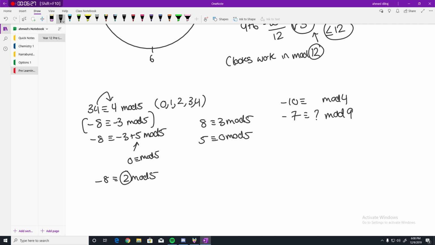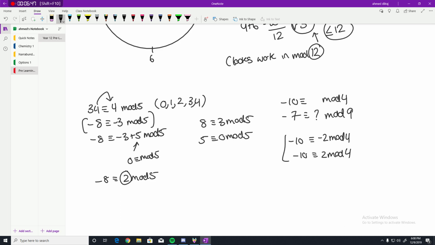So we can see over here minus 10, when we divide it by 4, the remainder is minus 2, right? Yes? So let's have a look. We get minus 2 mod 4. And if I add 4 on both sides, I do in fact get 2 mod 4. Okay, so that's that.